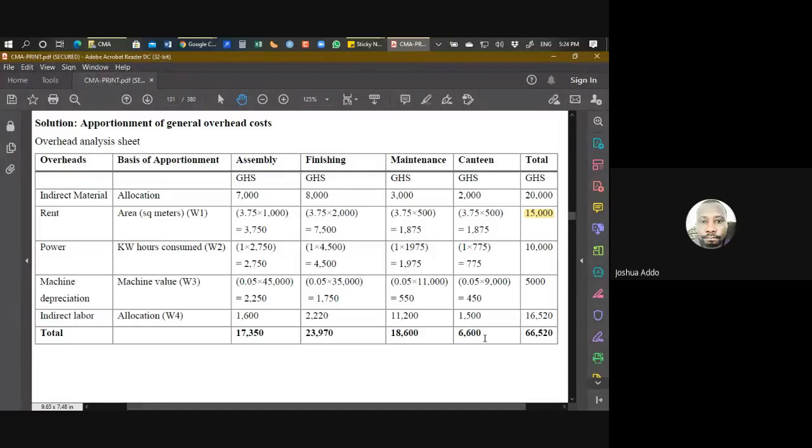Sir, why didn't we work on the direct labor? Because we are dealing with indirect staff. They are all overheads. Direct is not an overhead.